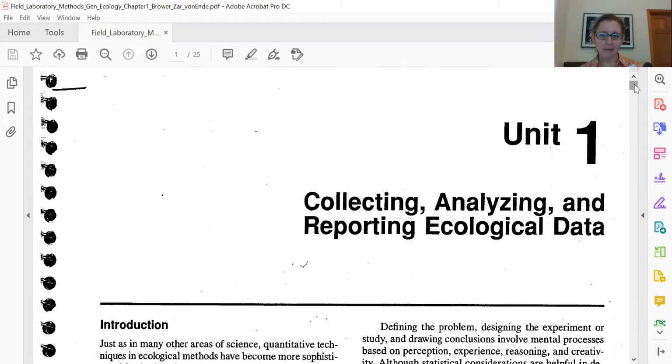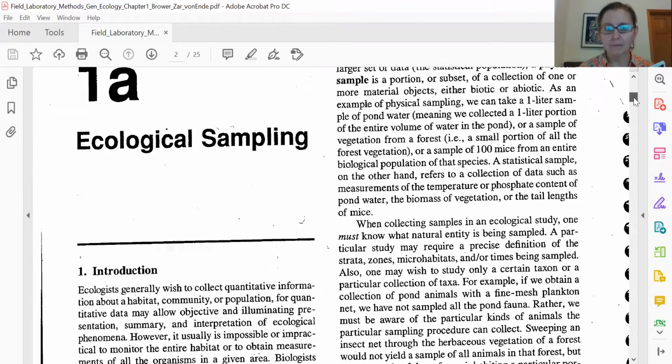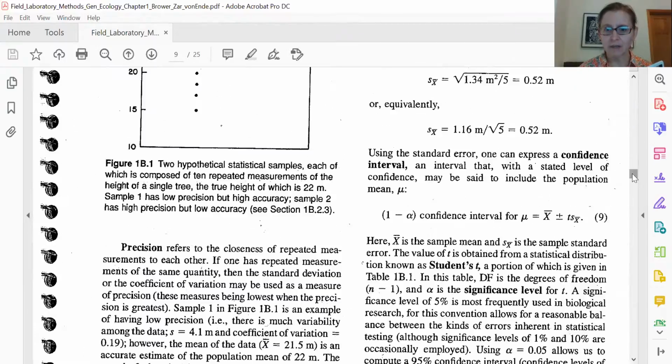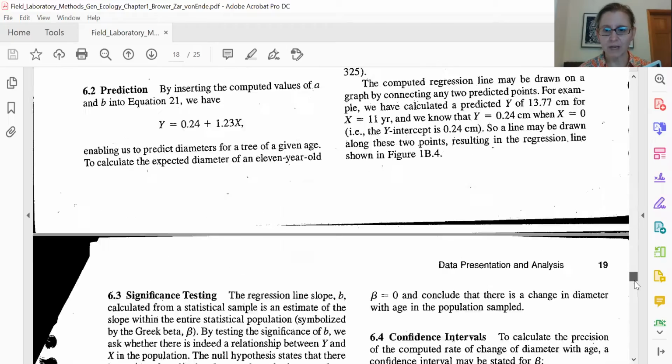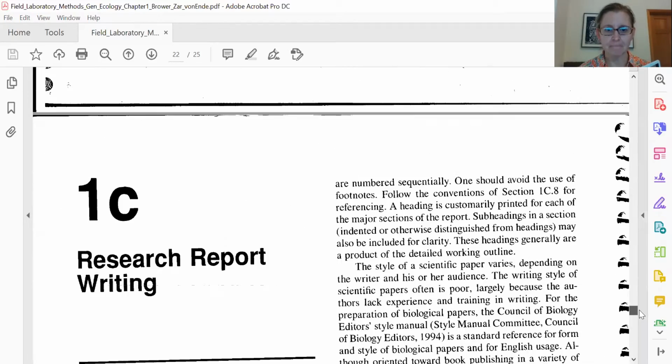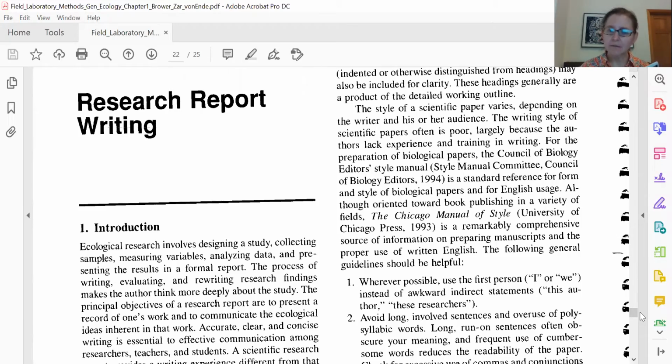A lot of this is captured in this reading on collecting, analyzing, and reporting ecological data. And there's a whole section of this chapter that is about scientific report writing. It's right near the end, writing a research report. This is a great reference to use when putting things together and looking for the details of what you need to know in terms of citation, in terms of numbering, in terms of what sorts of abbreviations to use, when to use certain sorts of practices when you're doing scientific writing.